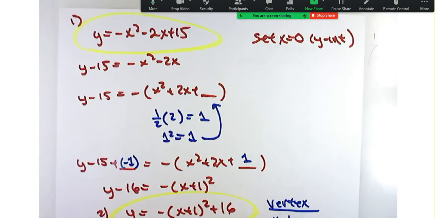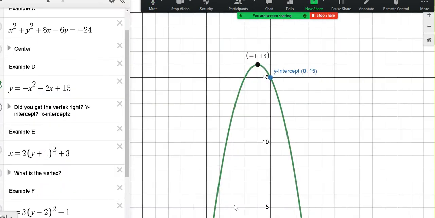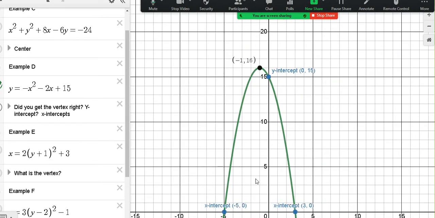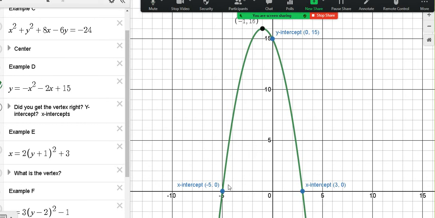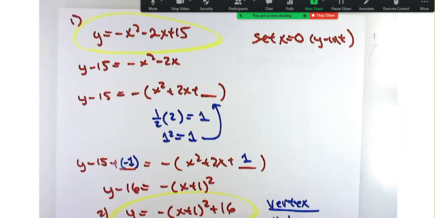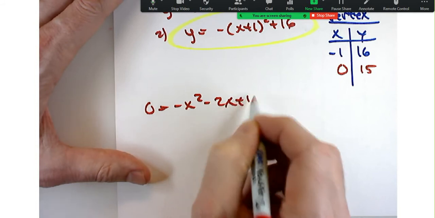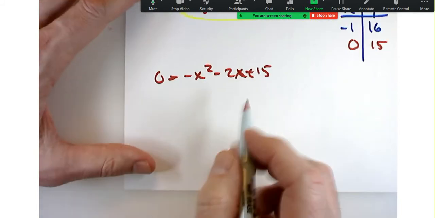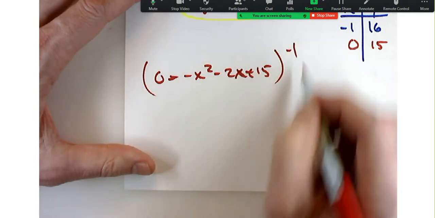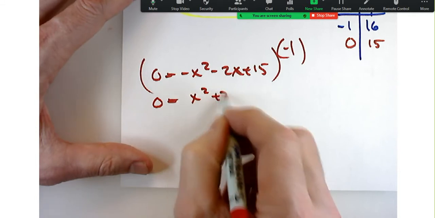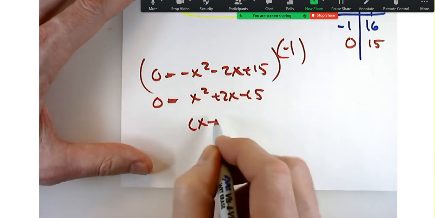If you set y equals 0, then you can find the x-intercepts. So there's your y-intercept as predicted. And then you got some x-intercepts as well. If you set y equals 0, you can find those. So I would probably do that up here. 0 equals -x squared minus 2x plus 15. You don't necessarily have to trot out the quadratic formula to solve this. If you just multiply both sides by -1, you can factor this and solve.